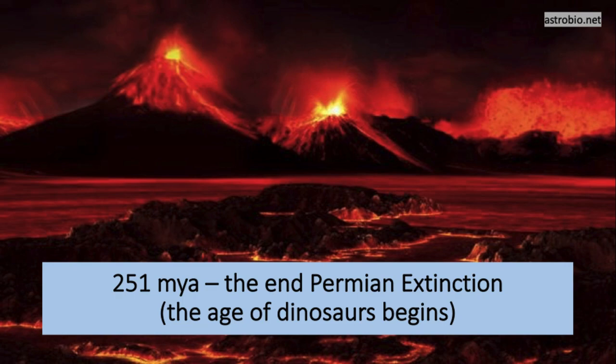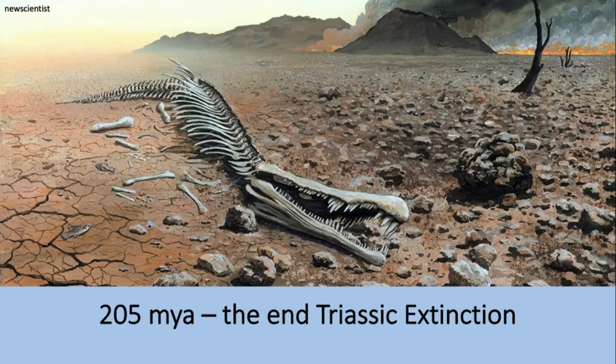And then 251 million years ago, we have another extinction event called the End Permian, and that's when the age of the dinosaurs began. 205 million years ago, the End Triassic extinction, yet another extinction event. These things are very important in geologic history.